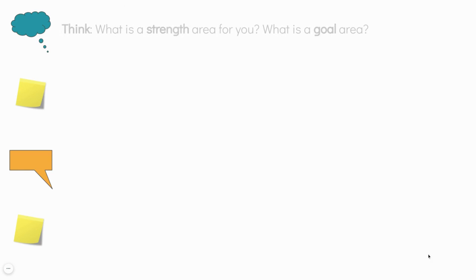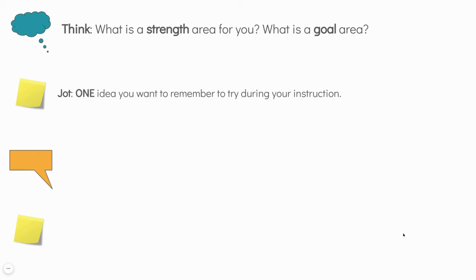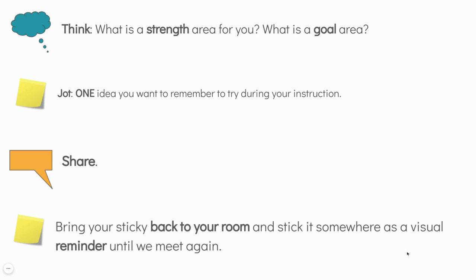So here's your directions. When you're all done with that step, you can think, what is a strength area for you and what is a goal area? Jot just one idea that you want to remember to implement into your instruction back in your classroom. Then you can have some conversation at your table. Just share what your commitment is or one thing that you want to focus on until we're together thinking about Catalyst again. And then bring that sticky note back to your room.